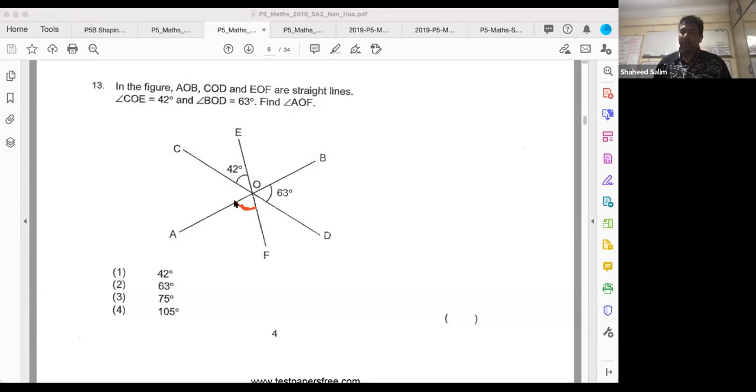What I just explained is that you don't need to worry, because actually they tell you about the straight line, and a straight line is 180 degrees. That's your clue.